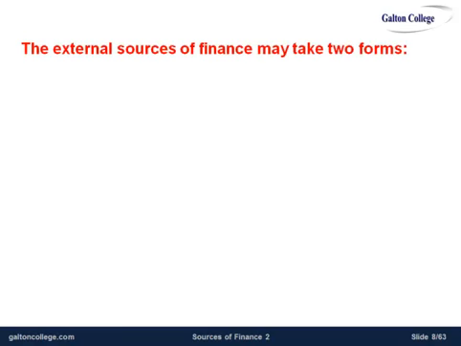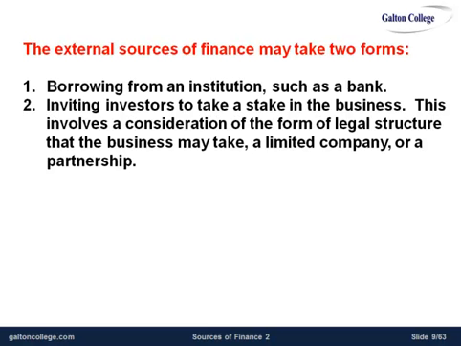Now, the external sources, these may take two forms. First of all, borrowing from an institution, such as a bank. Well, that's the most obvious one. When we want to borrow money, we go to the bank. There's a second one, where we could invite investors into the business, and they take a stake in the business.